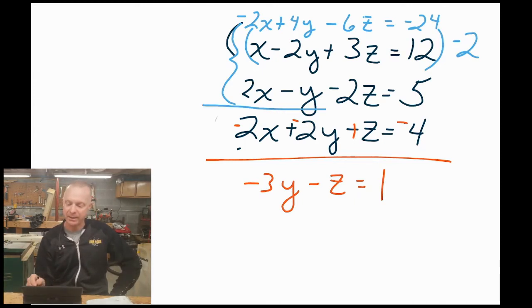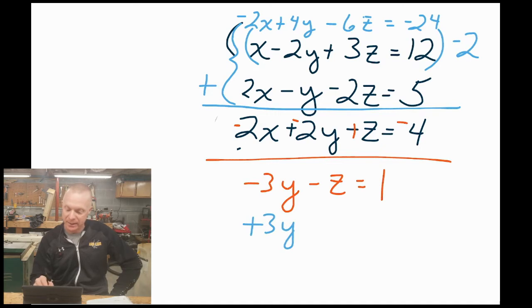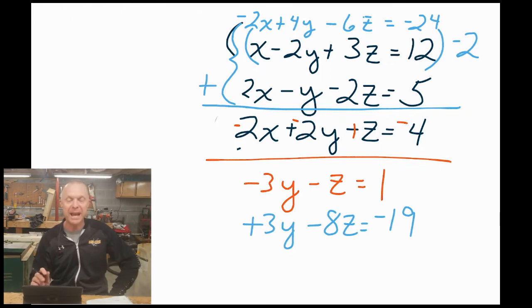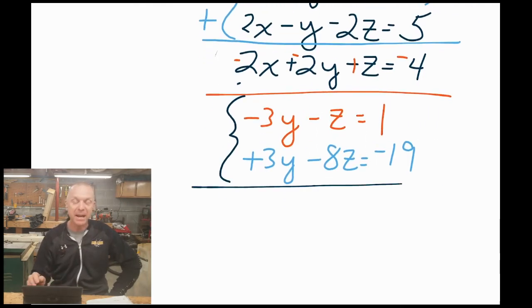Now I'm going to add my new first equation with my existing second equation. Okay, the x's cancel out. The y's are going to add to be 3y. The z's, negative 8z's. And negative 24 and 5, I'm pretty sure that's negative 19. Now, once you have canceled the same variable twice, I have a two-variable equation made up of y and z. And again, it's system time. It's time to solve that system like you've solved many.